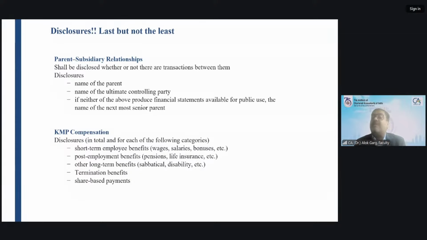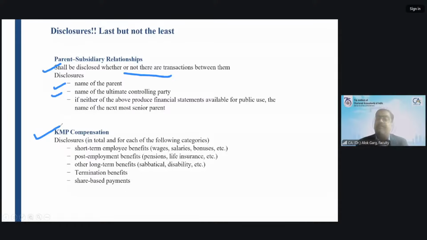But what about other associates, joint ventures? What about other entities? So for other entities, the name and relationship is only required when there is a transaction with these entities. If there is no transaction, you are not required to disclose the name and the relationship. So the parent-subsidiary relationship shall be disclosed whether or not there are transactions between them. What is the disclosure? Name of the parent, name of the ultimate controlling entity, etc.